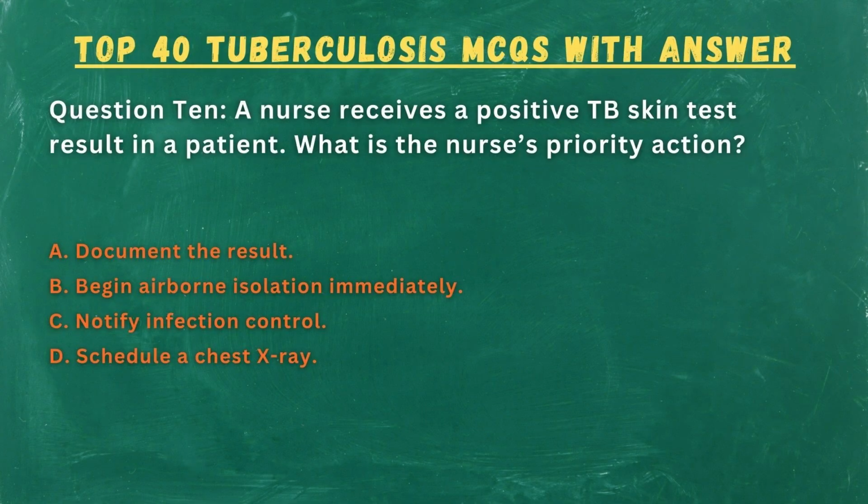Question 10. A nurse receives a positive TB skin test result in a patient. What is the nurse's priority action? A. Document the result. B. Begin airborne isolation immediately. C. Notify infection control. D. Schedule a chest X-ray. Answer: D. Schedule a chest X-ray.